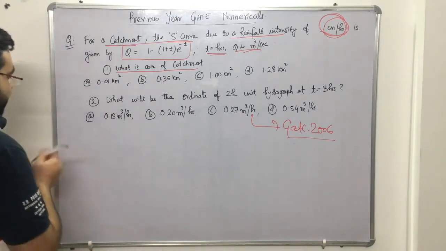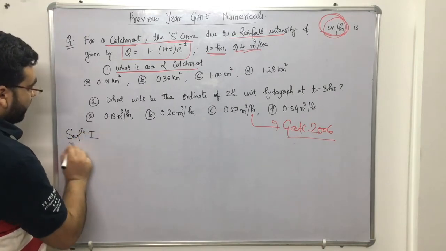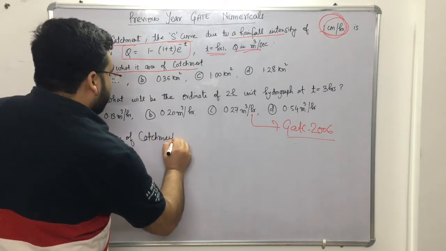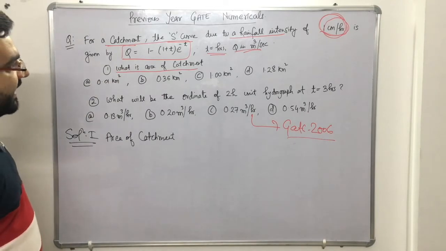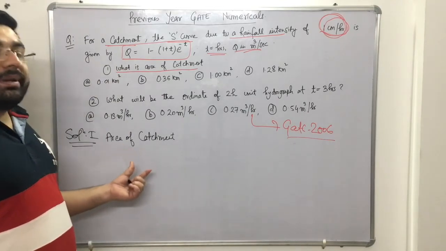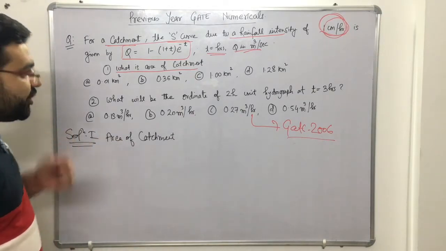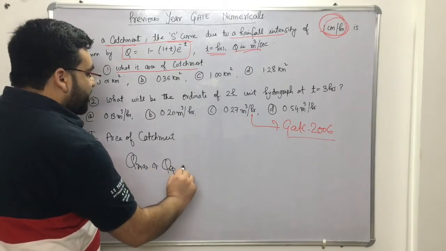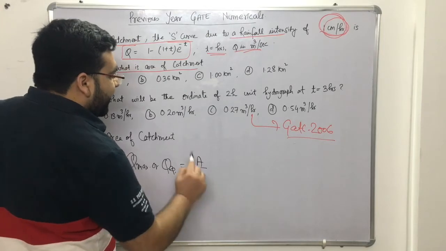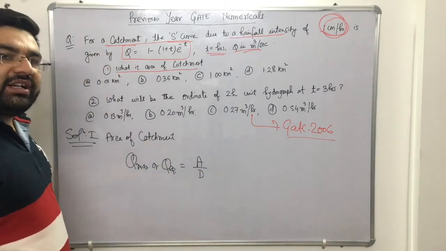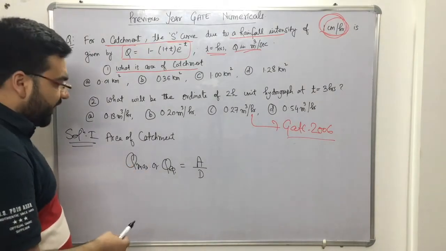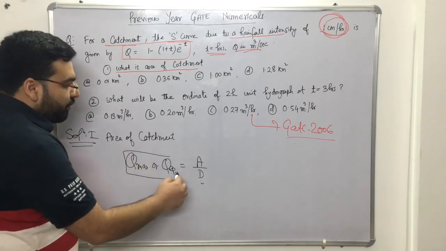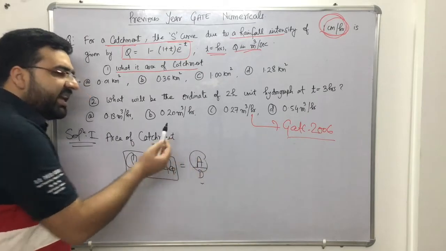So area of catchment, solution number 1. Now when I discussed the equilibrium discharge or the maximum discharge, I told you that the maximum or the equilibrium discharge is given by A divided by D, or A into I. I is the rainfall intensity and D is the duration in hours. So if I somehow determine Q max or Q equilibrium, I can easily determine the area. Simple, right?